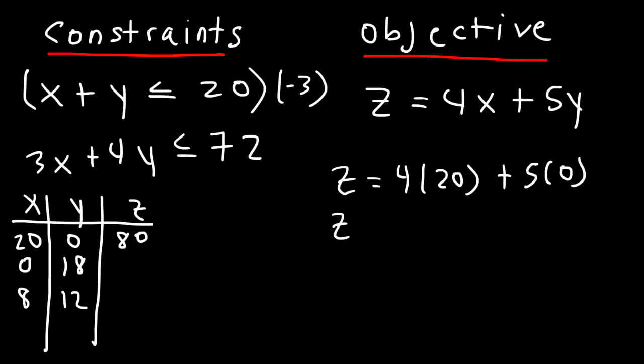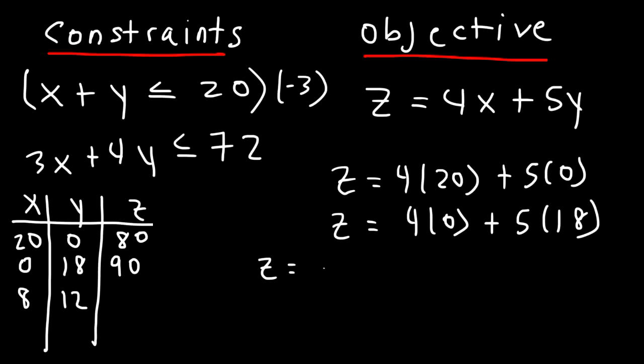Now for the second one, x is 0 and y is 18. So what's 5 times 18? 5 times 10 is 50. 5 times 8 is 40. 50 and 40 adds up to 90.